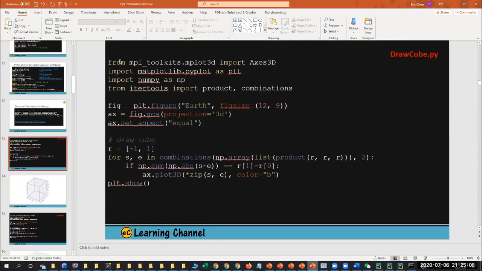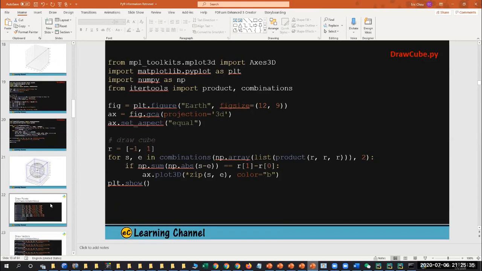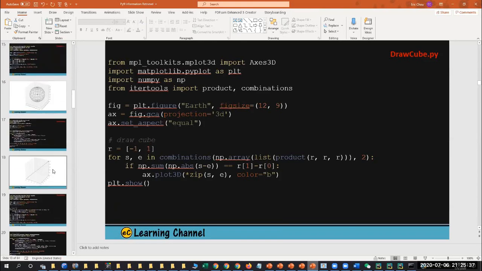Draw cube, I need, from the mpl_toolkits.mplot3d, import Axes3D, and I need to have matplotlib and NumPy and itertools to get the product and combination. Okay, these are the packages I need to have. And I can draw different things based on these. Okay, let's do one by one.